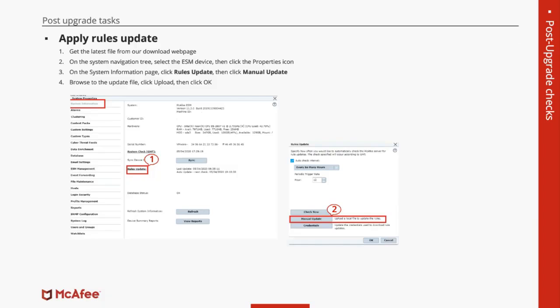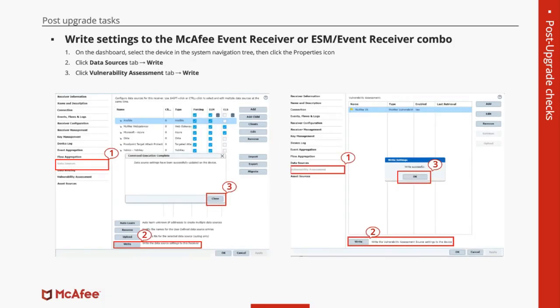Then we'll go ahead and write out settings for our receivers and combo receivers. So go ahead and go into their properties and then click on data sources. This is probably a good time to verify that these things look correct. Some of them are a bit overwhelming, but if any of them need to be unchecked, parsing, or moved to a different storage pool or what have you, it's a good time to do it now, and then go ahead and write those settings out. If you're using vulnerability assessment, you're also going to want to go into there, verify those things, and write that out as well.